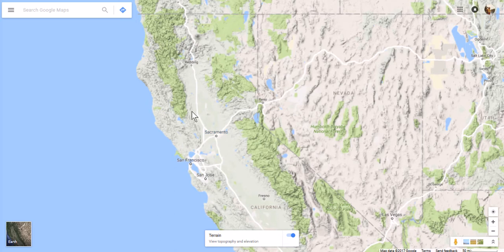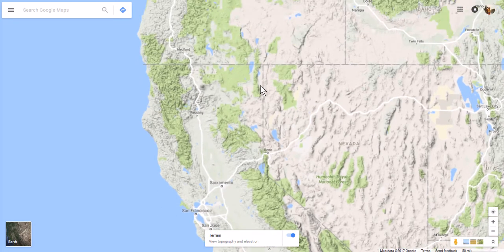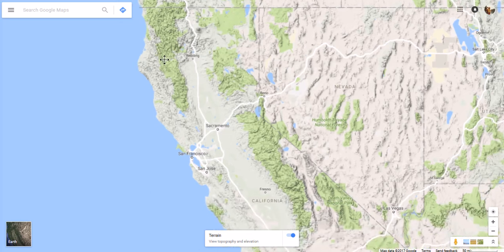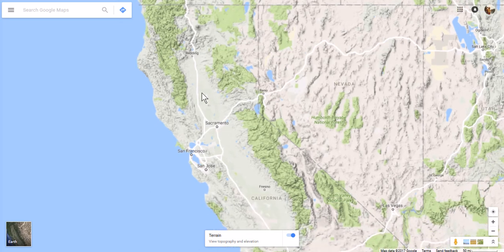Up here in the extreme northern part of California, it's kind of this conglomerate of different mountain ranges. They call it the Klamath, K-L-A-M-A-T-H, mountain range. This is the same pattern we see throughout much of the rest of the state, in which we have mountains, valley, mountains, as we go from west to east.